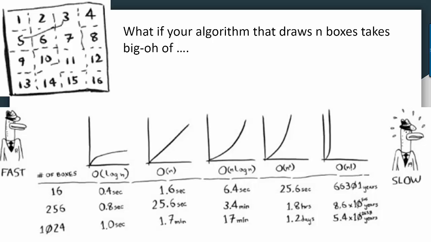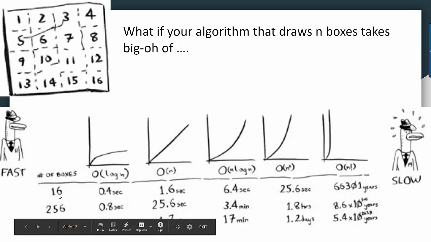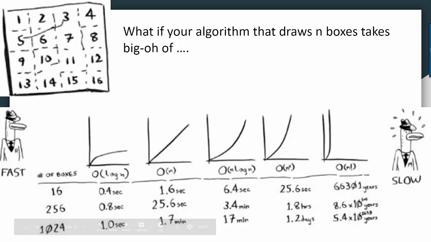As a little example of why growth is the thing that matters, let's pretend that we have an algorithm that draws n boxes, and we're imagining different big O's for different approaches to that algorithm. So if you have a linear time algorithm that draws n boxes, maybe 16 boxes takes 1.6 seconds, and 1024 boxes takes 1.7 minutes. So going from 16 to 1000 took us from seconds to minutes for a linear time algorithm.